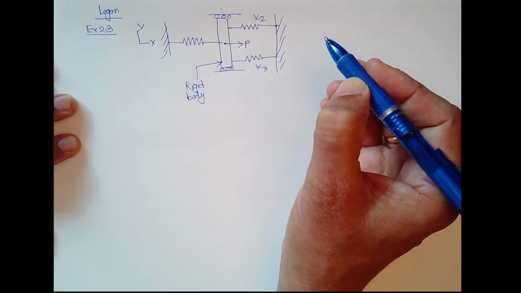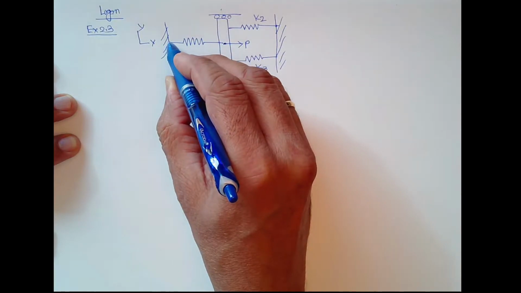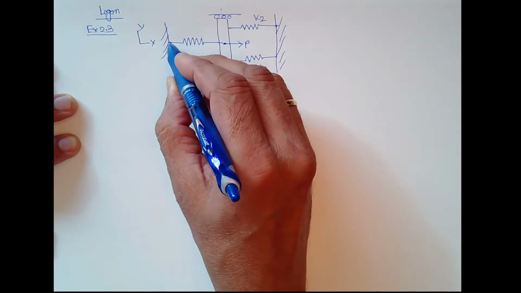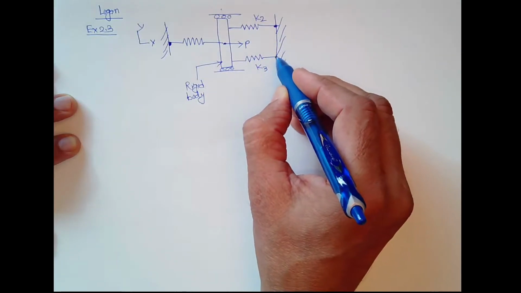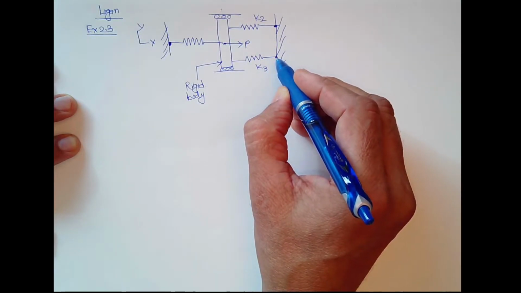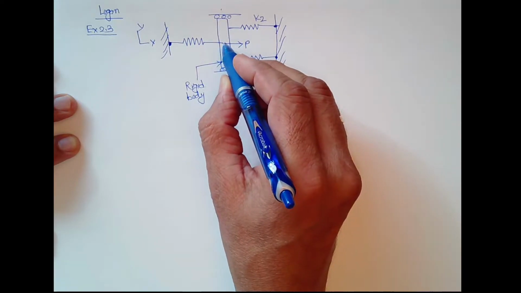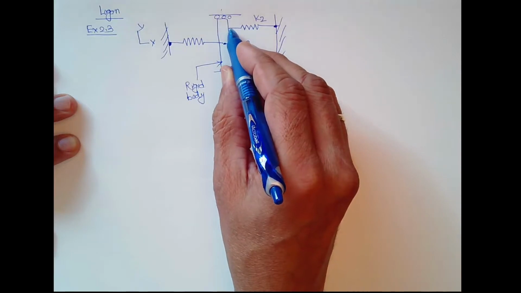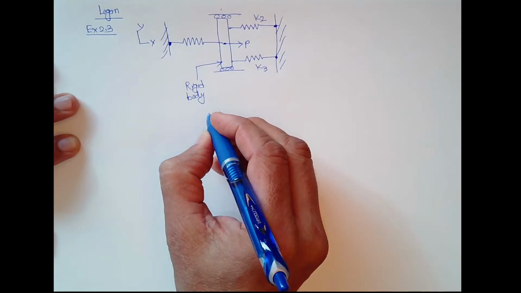I am trying to find the deflection at this point, because this is fixed. So the nodal deflection will be 0 at the fixed points. This point will deflect. So we have to develop the finite element equation.